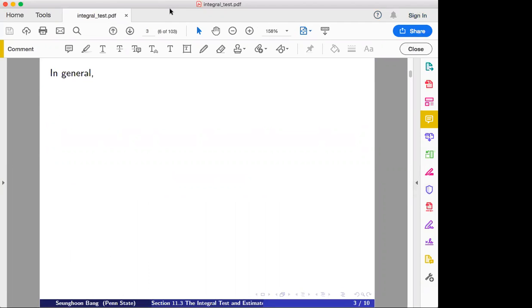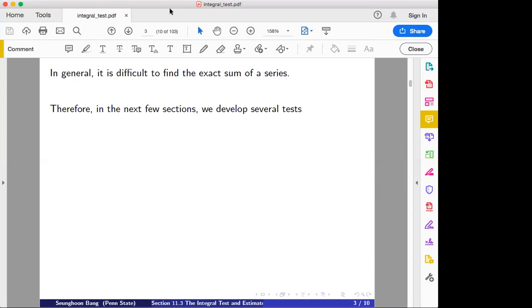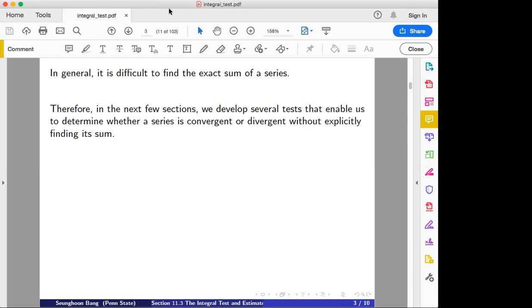In general, it is difficult to find the exact sum of a series. Therefore, in the next few sections, we develop several tests that enable us to determine whether a series is convergent or divergent without explicitly finding its sum. We begin by investigating the following two series.